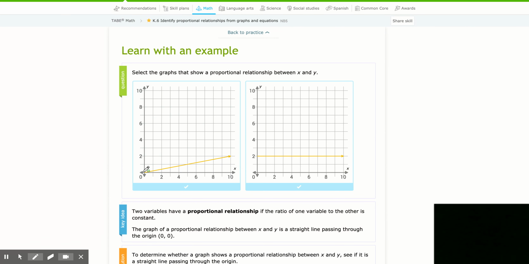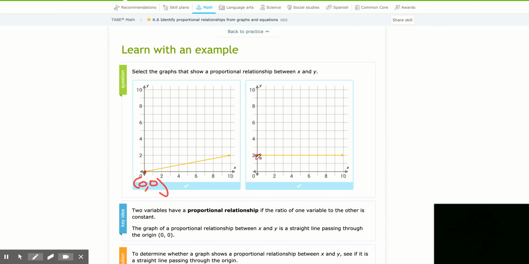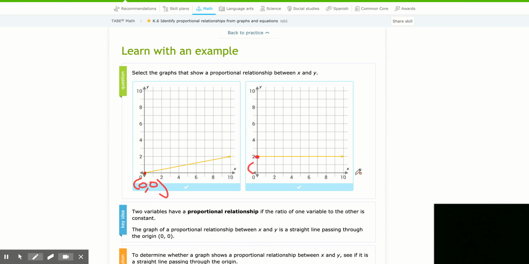I can tell right away that they both start at 0 somewhere. This one is 0, 0. Let me start over with that. Choose a different color. 0, 0 starts here. This one starts up here at the point where x, remember this is x right here, x is at 0, y is up at 2.